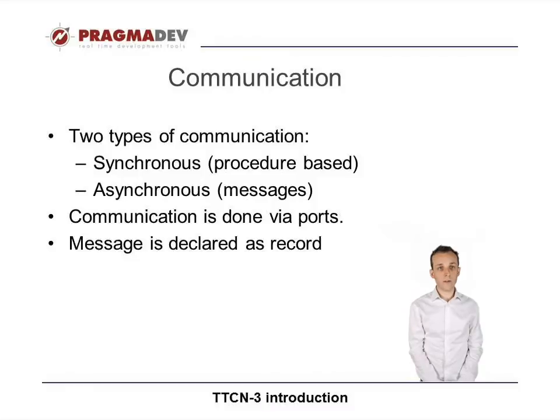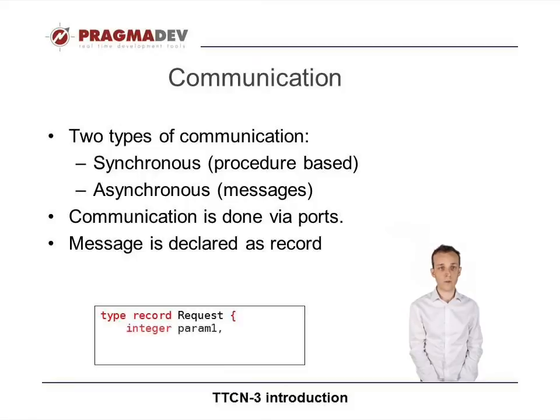TTCN-3 allows two types of communication: synchronous, based on procedural call, or asynchronous, based on message exchanges. The type of communication is specified during the port type declaration. A port declared as message-based will only be able to send and receive messages. Messages are declared in the TTCN-3 as a record, with a field for each parameter of the message. For example, a message with two parameters, one integer and one char string, will be declared as a record with two fields, param1 of type integer and param2 of type char string.